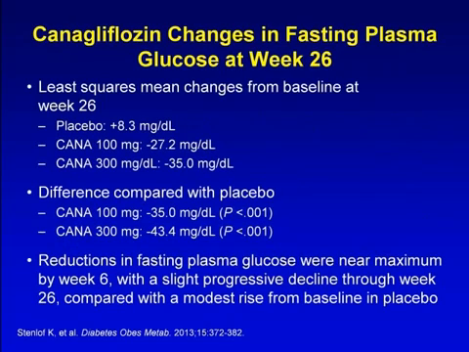Now, these studies included some assessment of other parameters as secondary endpoints, including fasting glucose, which fell about 35 milligrams per deciliter at the higher dose of canagliflozin, with a difference from placebo of about 43. And these differences and reductions were apparent within a few weeks of starting therapy. And in fact, there's some data to show that glycosuria starts almost immediately, within a few days of starting therapy.